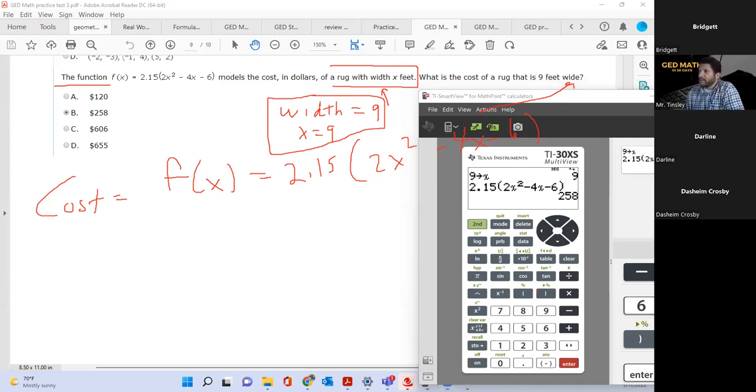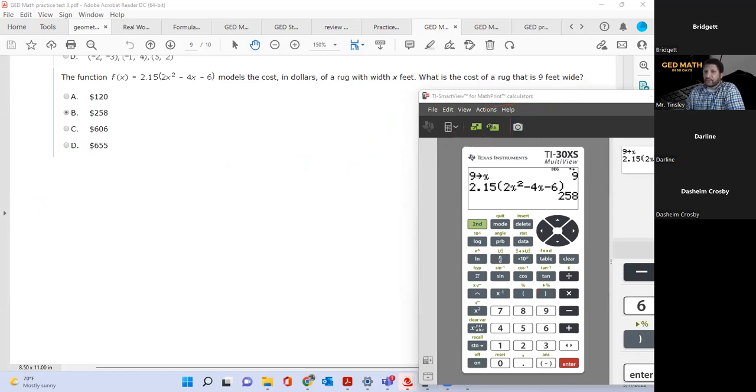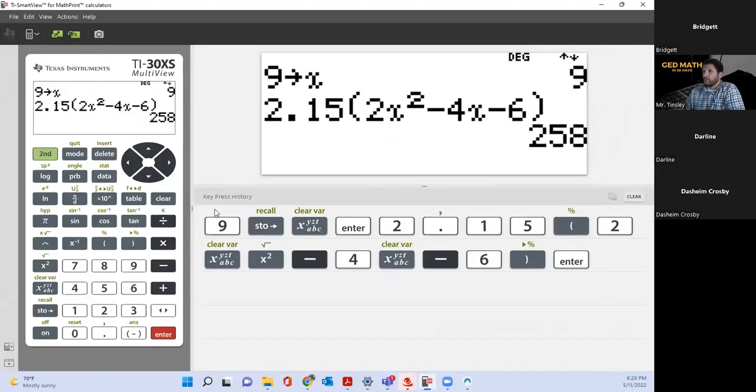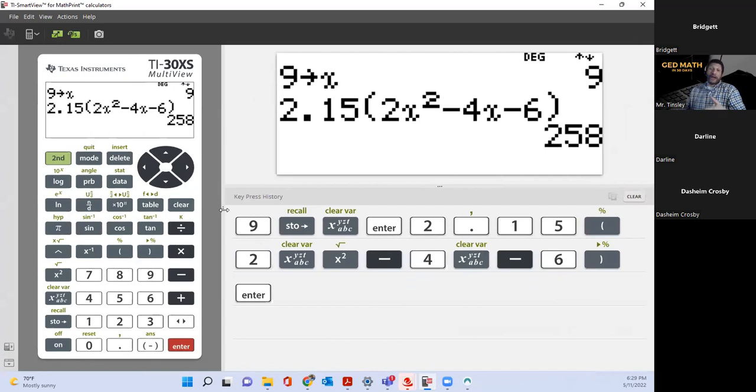Wow. Let me maximize this so we can see it. Once we identify and find our X, we got it. Well, that's if you practice enough and can recognize that.